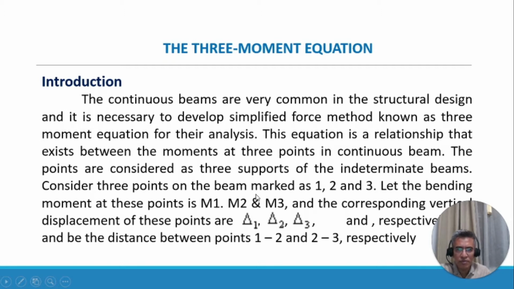Consider three points on the beam, marked as 1, 2, and 3. Let the bending moments at these points be M1, M2, and M3, and the corresponding vertical displacements of these points be delta 1, delta 2, and delta 3, respectively. Let L1 and L2 be the distances between points 1 to 2 and 2 to 3 respectively.